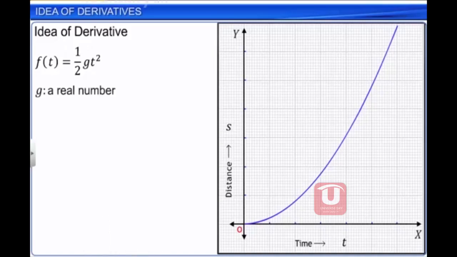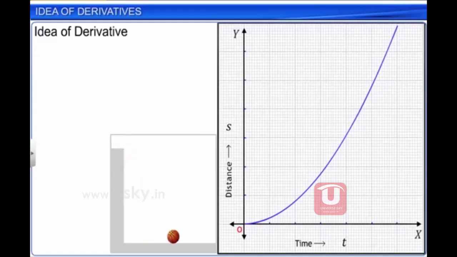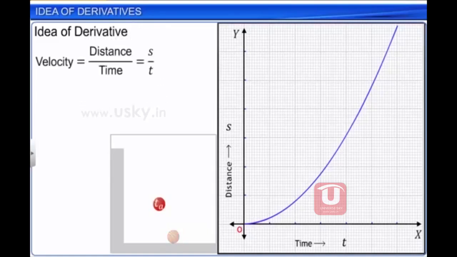The concept of the derivative comes when we wish to find the velocity at a particular instant. Suppose we wish to find the velocity of the body at a particular instant, say after a seconds. The position of the body at this instant is shown. The velocity of a body at any given time is given by the distance covered divided by time. The instant at a seconds is shown on the graph.